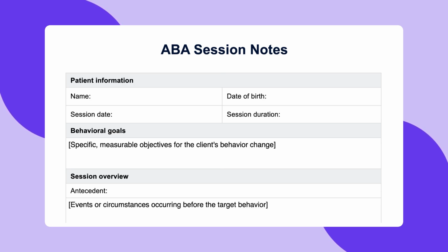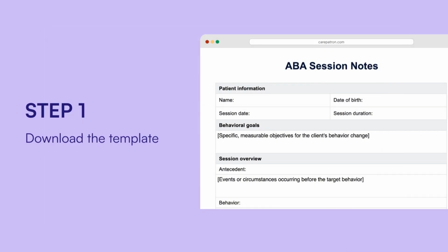During ABA therapy, session notes written by a registered behavior technician or board-certified behavior analysts document the individual's behavior and progress. These notes typically include the client's date of birth, date of service, objective behavior observations, noted improvements, and strategies used during the session. Here's how to use the ABA session note template.